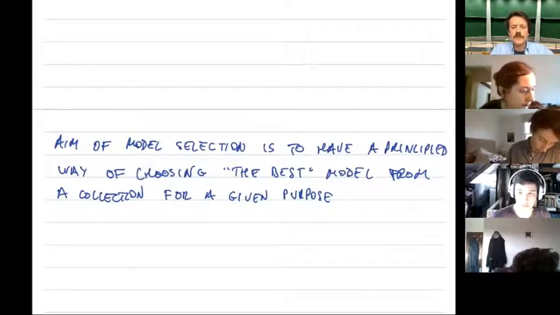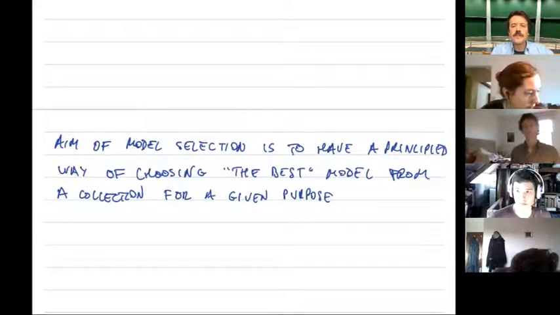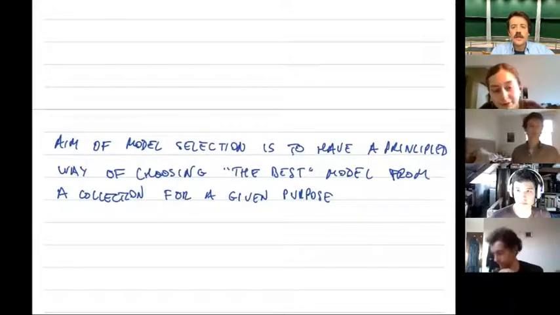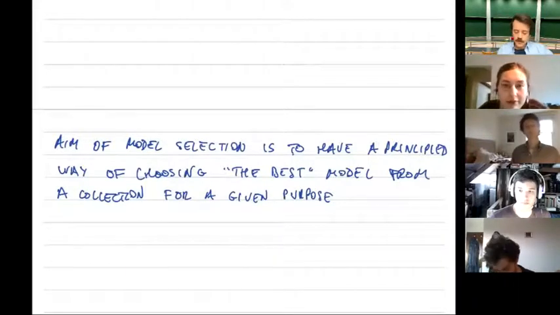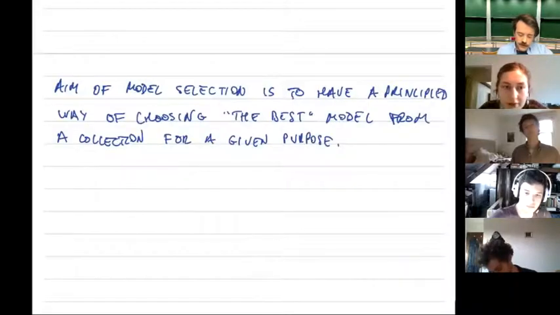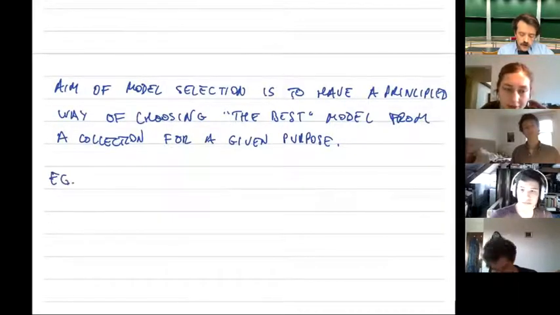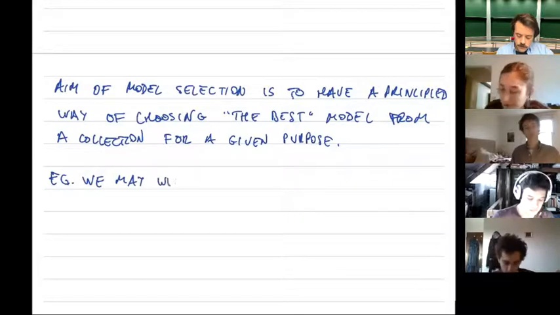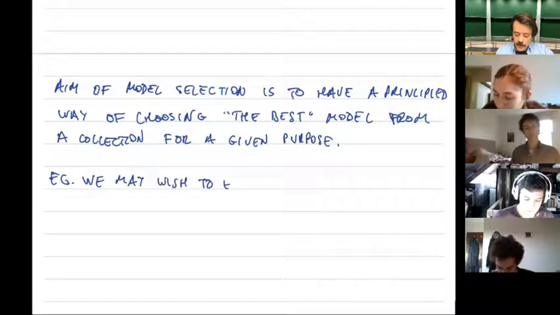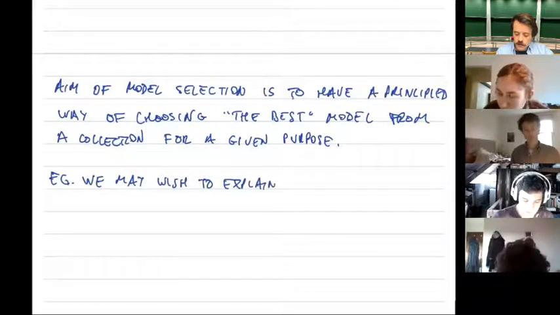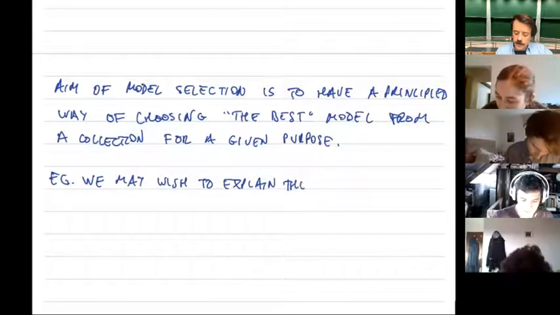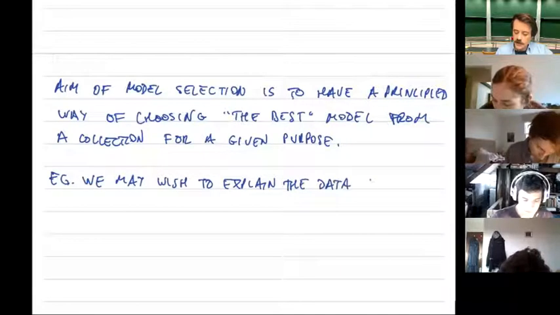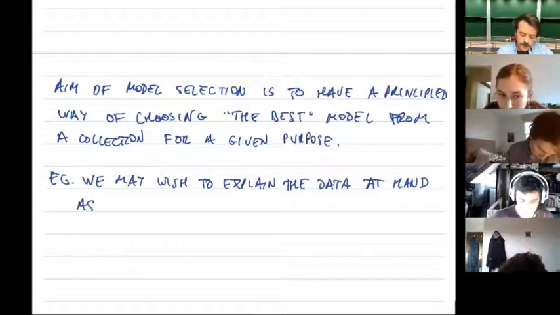All right. So then, what are the different purposes that we may have in mind? One that we've already seen is the following. For instance, we may wish to explain the data at hand as well as possible. Yeah.